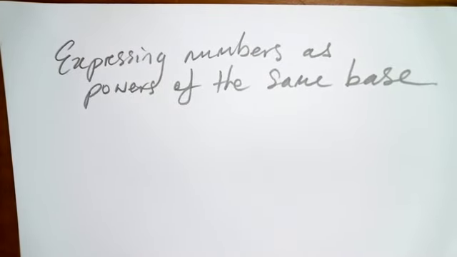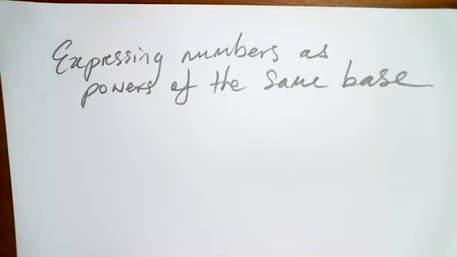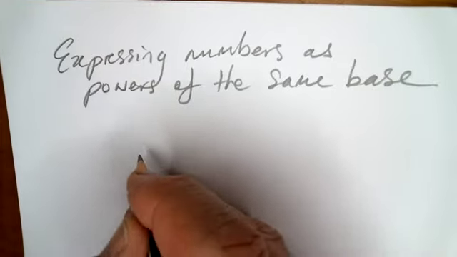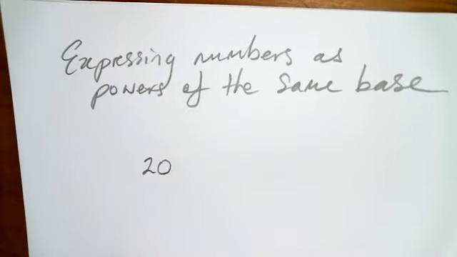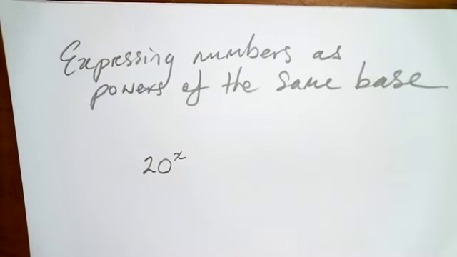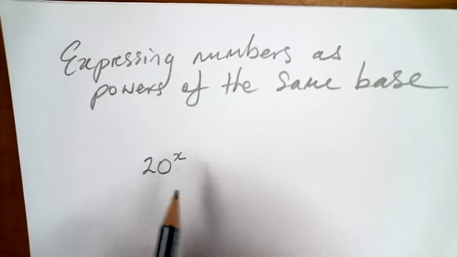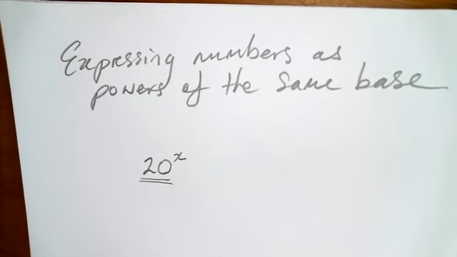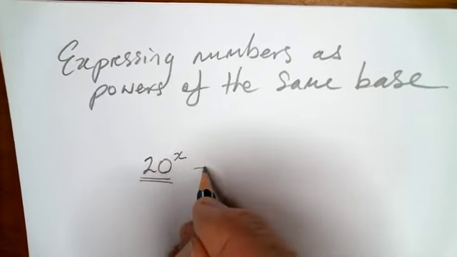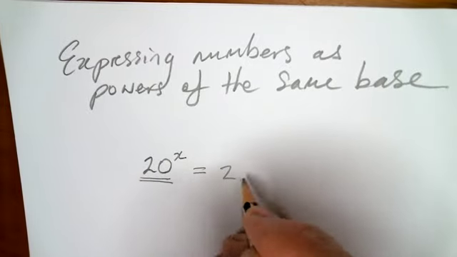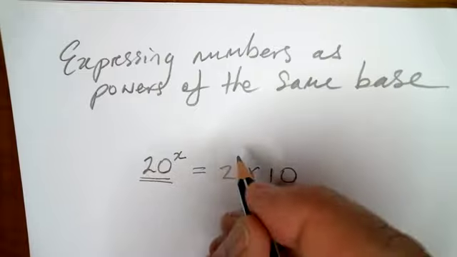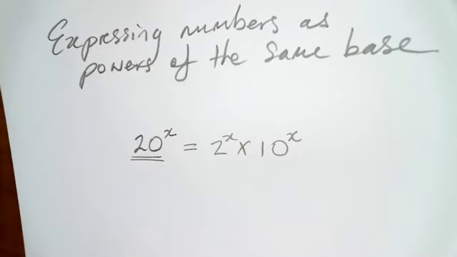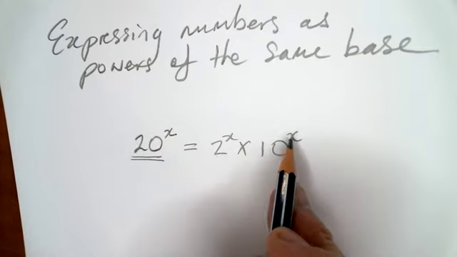Okay, let's have a look at this next topic, which is expressing numbers as powers of the same base. Now, this works for a whole lot of different contexts, but the most basic of all is if you've got any number, let's say 20, and it's 20 to the power of x. As long as we keep the power the same, we can break the base up into its component factors. So you could write that as, and we know that 20, for example, is 2 times 10. But if it's that, we're going to put an x here and an x here, and it's still true because 2 tens are 20. We keep the power the same.